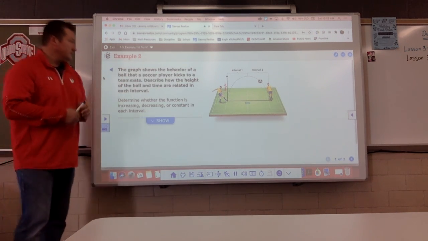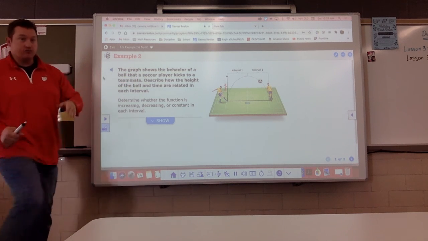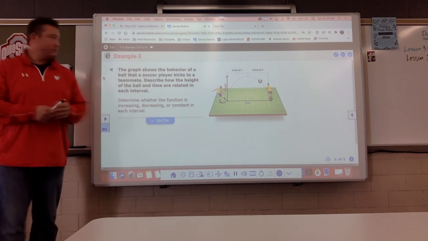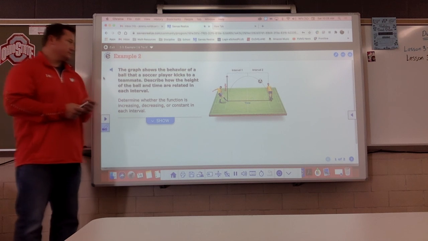The graph shows the behavior of a ball that a soccer player kicks to a teammate. Describe how the height of the ball and time are related in each interval.